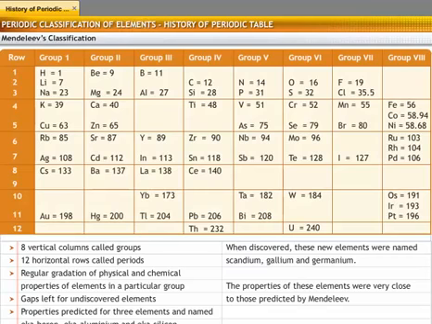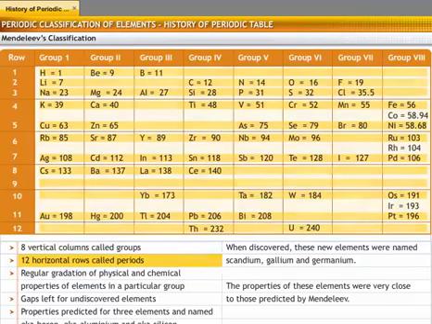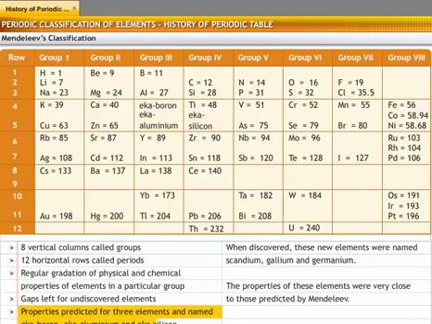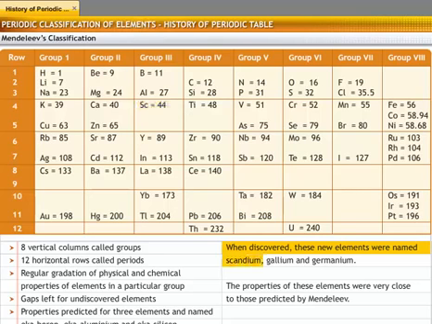Let's look at the features of Mendeleev's periodic table. The table had 8 vertical columns called groups and 12 horizontal rows called periods. In every group, a gradation of physical and chemical properties of elements was observed. The table provided gaps for undiscovered elements. The table helped predict the properties of 3 elements. These elements were named Eka-boron, Eka-aluminium, and Eka-silicon. When these elements were discovered, they were named scandium, gallium, and germanium. The properties of these elements were very close to those predicted by Mendeleev.